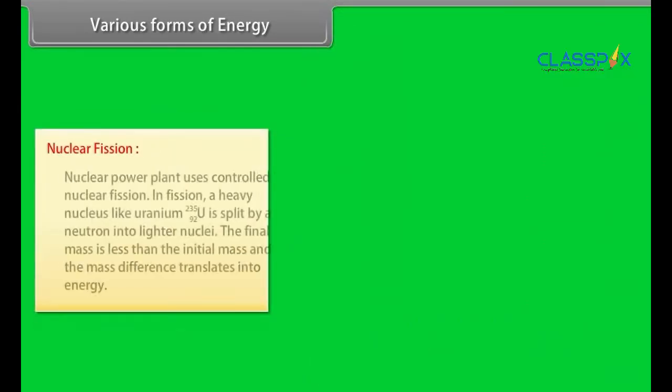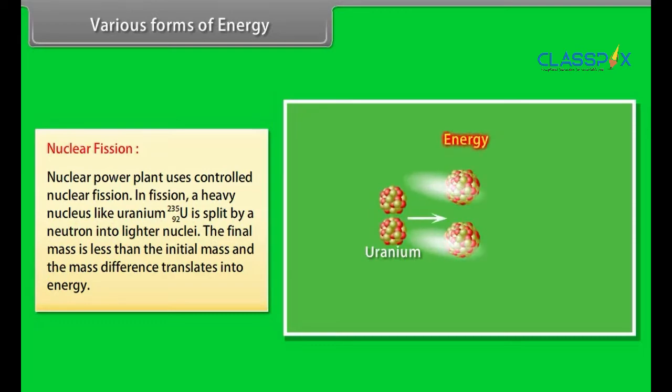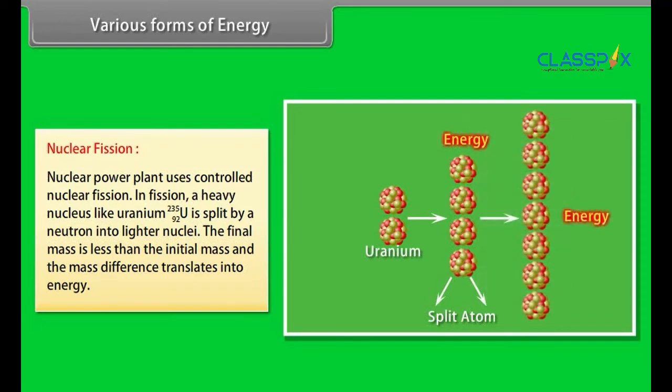Nuclear fission: a nuclear power plant uses controlled nuclear fission. In fission, a heavy nucleus like uranium-235-92 is split by a neutron into lighter nuclei. The final mass is less than the initial mass, and the mass difference translates into energy.